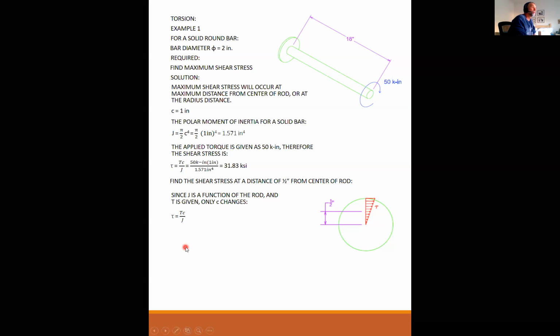So I go back to my torsional equation. Tau is equal to Tc over J, which is 50 kip inch times a 1/2 inch radius over my polar moment of inertia, 1.571. The polar moment of inertia does not change. That's a function of the whole section. The torque doesn't change because it's constant. The only thing that would change is the radial distance. And the answer is 15.91 KSI. So if I'm halfway to the surface, I have half the stress. And of course, box your answers.